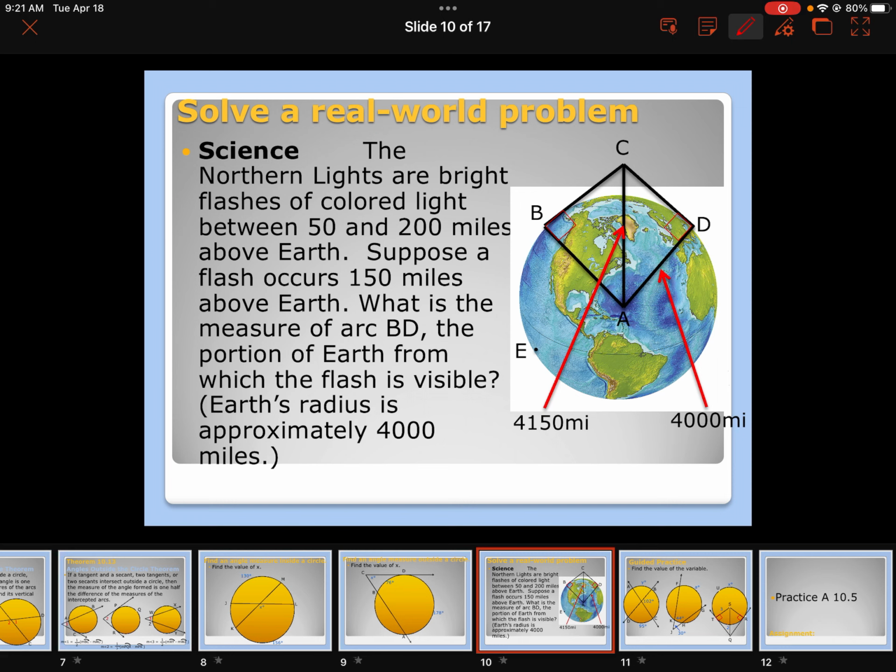Okay, another place would be in a real-world situation like this science problem. We have this diagram of Earth. The northern lights are bright flashes of colored light that occur between 50 and 200 miles above Earth. Suppose a flash occurs 150 miles above Earth. What is the measure of arc BD? That's the portion of Earth from which the flash is visible. They tell you that Earth's radius is about 4,000 miles.